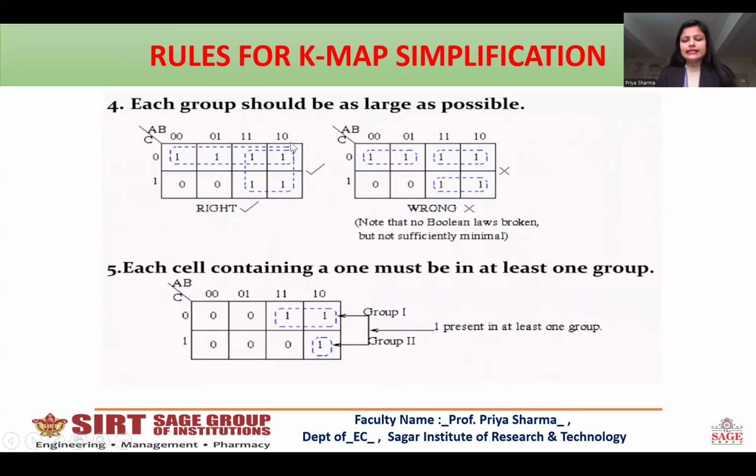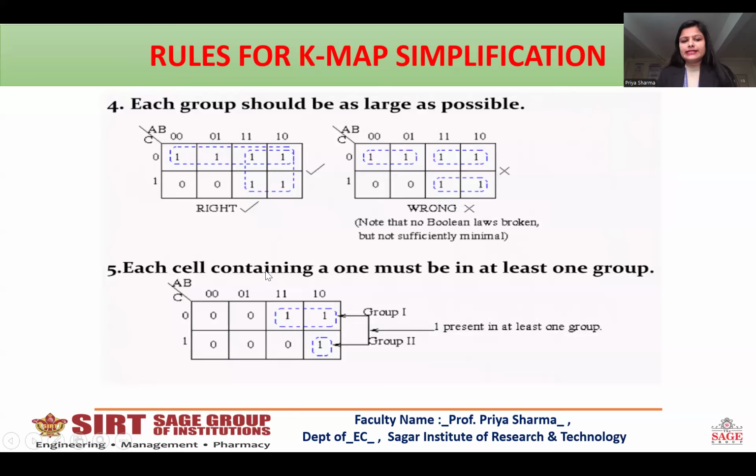The next rule states that each group should be as large as possible. Here we have taken one example in which we have taken 4 ones in a group. So we have made a quad over here and a quad over here. We cannot make a group of 3. Why? Because we have to make the group as large as possible. So these ones can be included in one quad and these ones can be included in another quad. So this is not right, this is right.